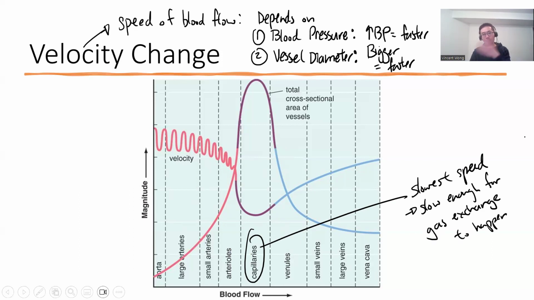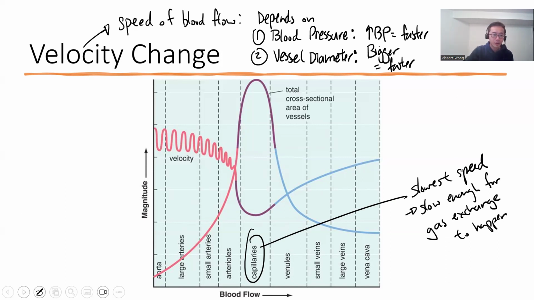If the blood is going by super fast, how are you going to have enough time to get the oxygen out and put the carbon dioxide in, right? You need to slow it down, not come to a stop, but slow enough to allow the exchange to take place.